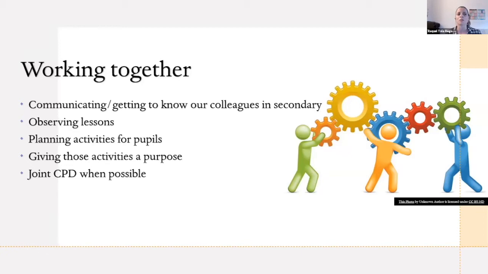And by working together, I mean communicating, getting to know your colleagues in secondary school, making sure you send them loads of emails because they are very busy. So put all your energy there and go and tell them, can I come and observe your lessons? Would you like to come in and observe my lessons? Would you like to plan some activities together? And obviously make sure that those activities have a purpose. If there's no purpose, what is the point of planning something? It would end up being a waste of time.